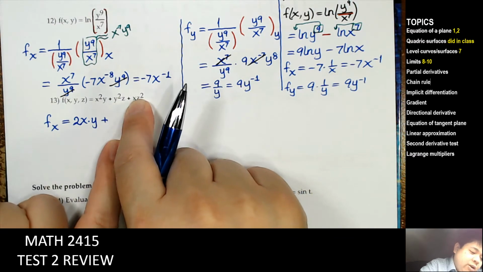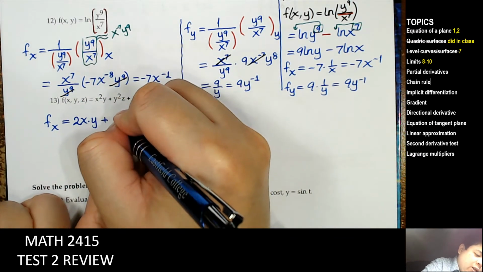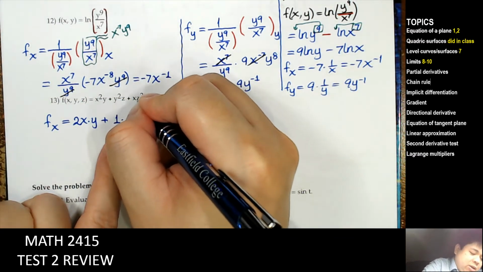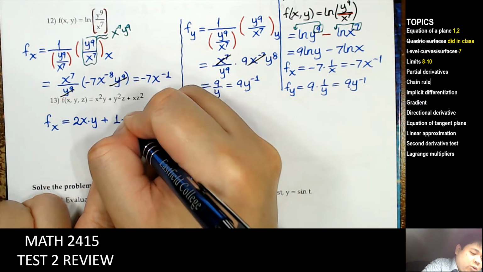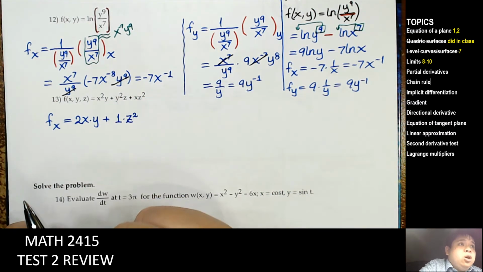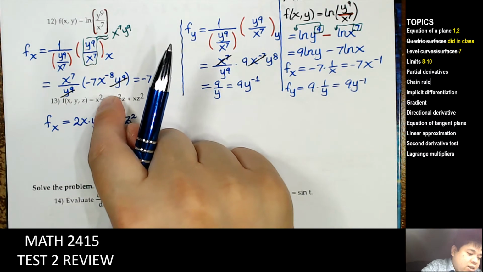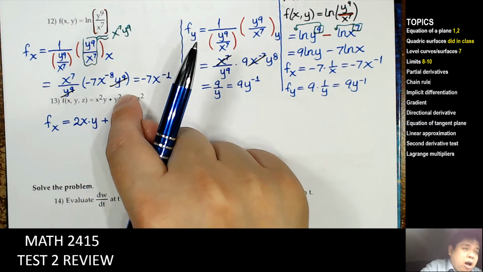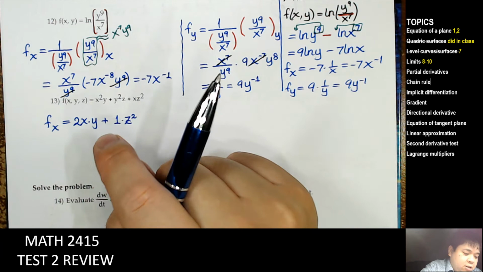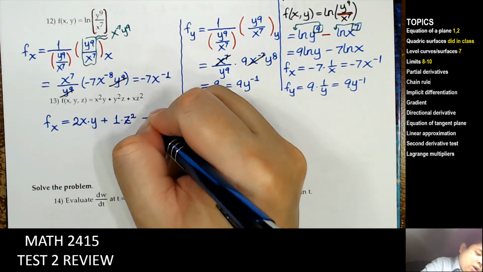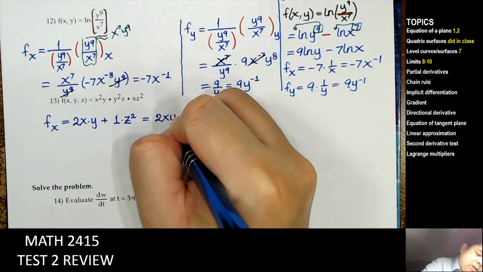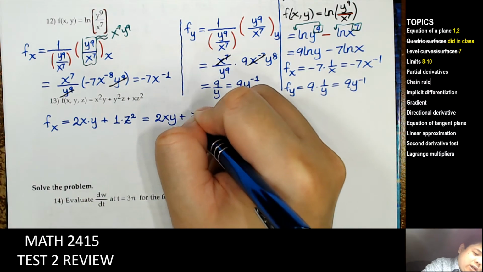Derivative of x is going to be 1, and z squared is a constant with respect to x, so it stays there. So we just take derivative with respect to x. The other variables are constant. So that's what we have. So that is 2xy plus z squared.